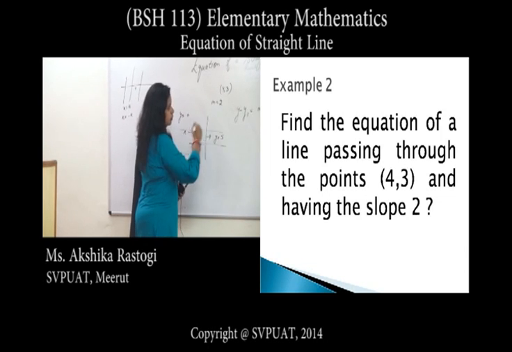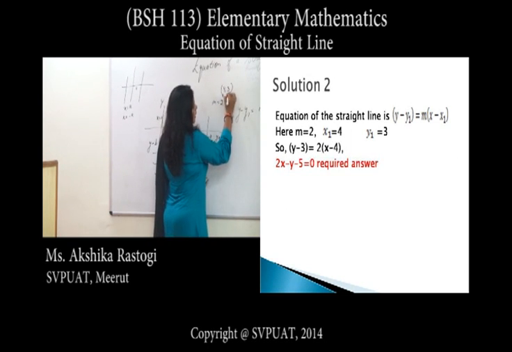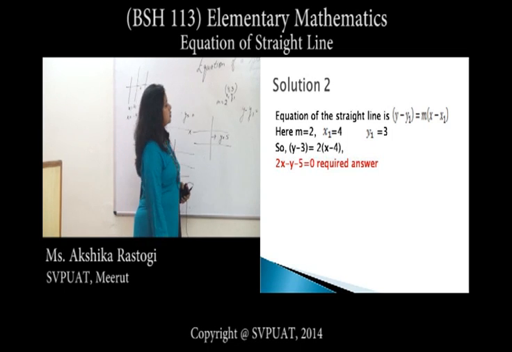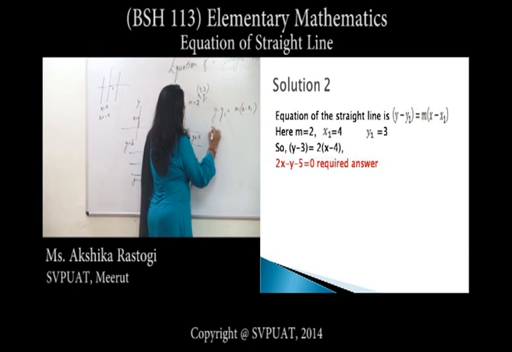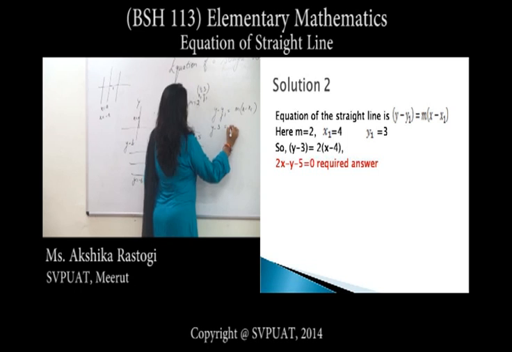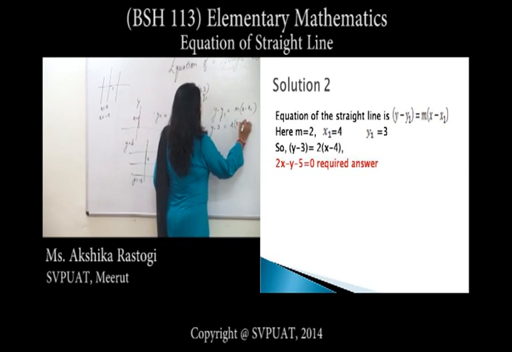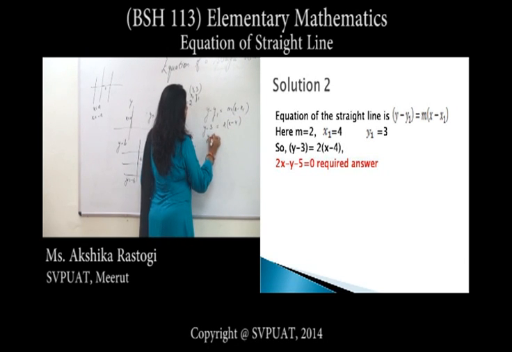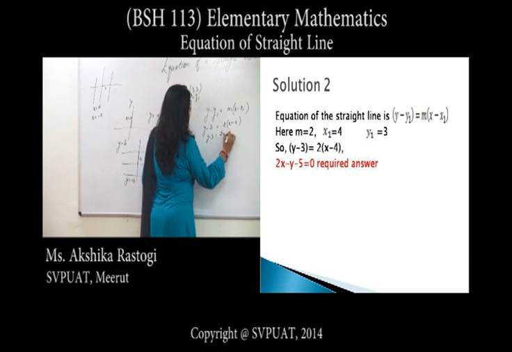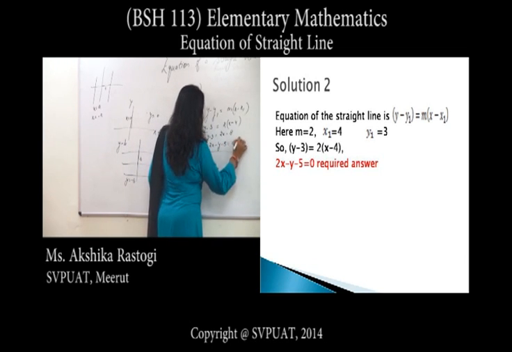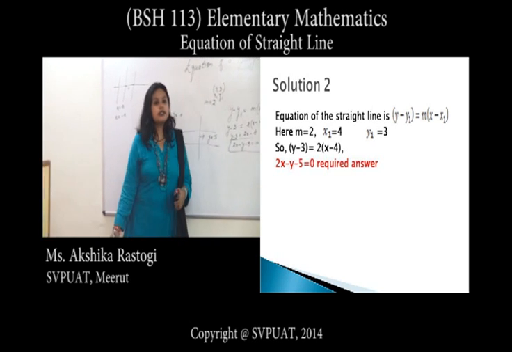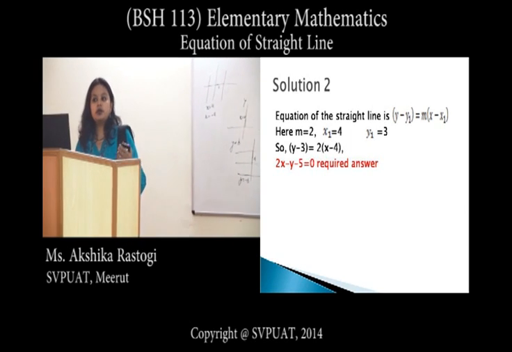M equals 2. This is the value of x1 and this is the value of y1. So putting the values in this, y minus 3 equals 2 into x minus x1, which is 4. y minus 3 equals 2x minus 8. 2x minus y minus 5 equals 0. So this is the required equation which is asked in the question.